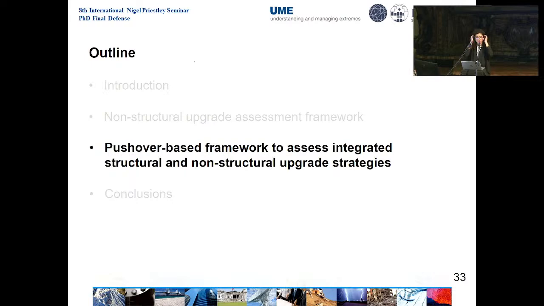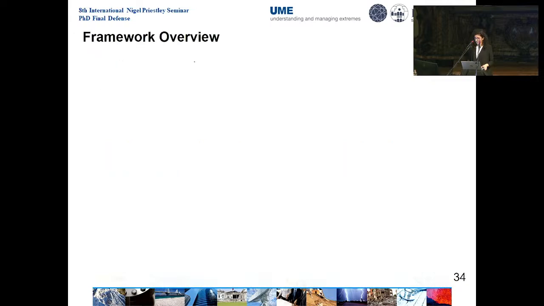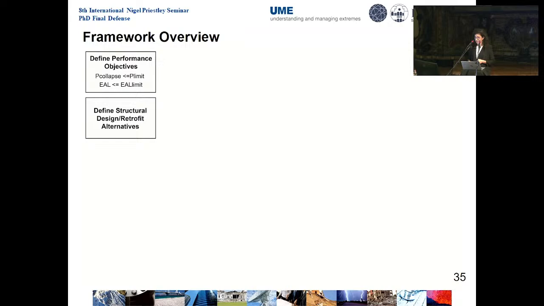So now, moving to the second framework. The second framework was developed to assess integrated structural and non-structural upgrade strategies. So the first thing that we need to do to apply this framework is to define our performance objective. So which performance objective do we want to achieve by upgrading the building? And these performance objectives are defined in terms of probability of collapse and expected loss. Then we need to define the structural design alternatives that we are going to investigate.